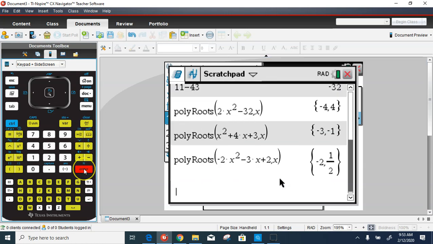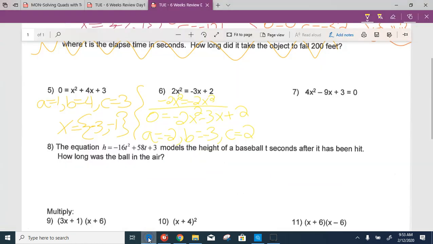All right, let's see what I get here. Negative 2 and 1/2. Hopefully these answers you guys are getting, especially you, Miss Sophie. Shout out to you in my video here. Good morning. All right, and let's see, number 7.